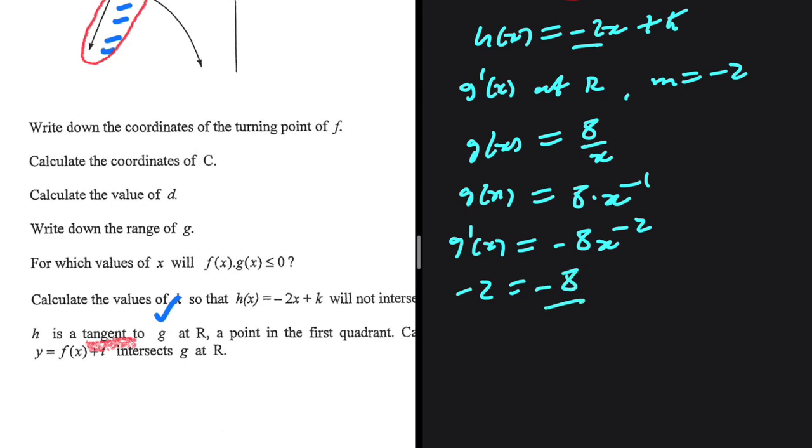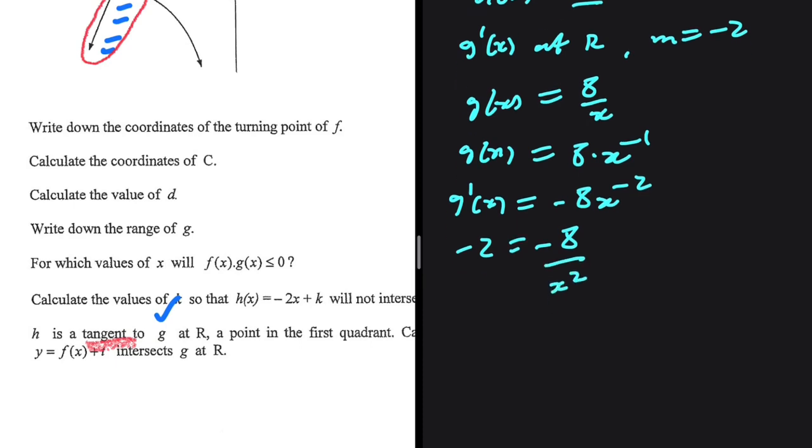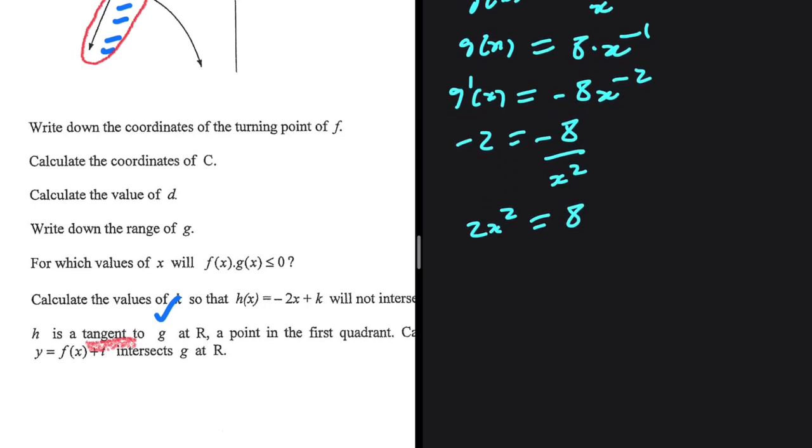We can take x to the minus 2 back to the denominator, which will be x to the power 2. If we cross multiply here, we get 2x squared is equals to 8. We divided both sides by minus 1 at the same time. Right. So 2x squared is equals to 8. Dividing both sides by 2, x squared is equals to 4, x is equals to 2. So the x value at r is 2.